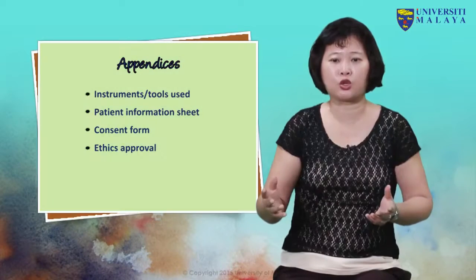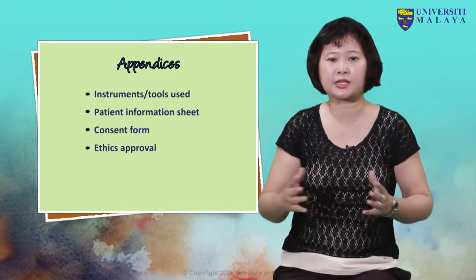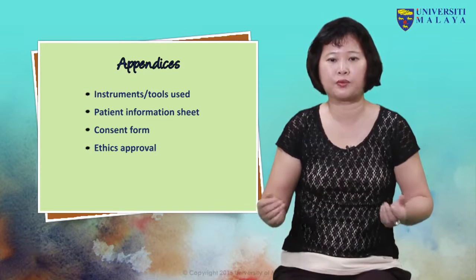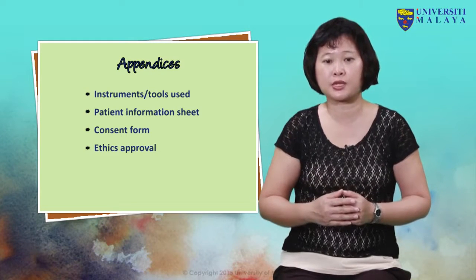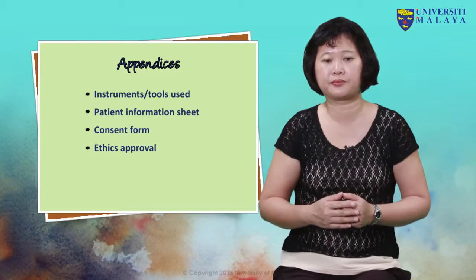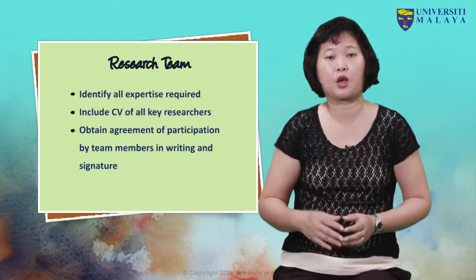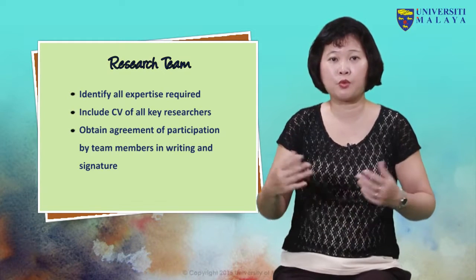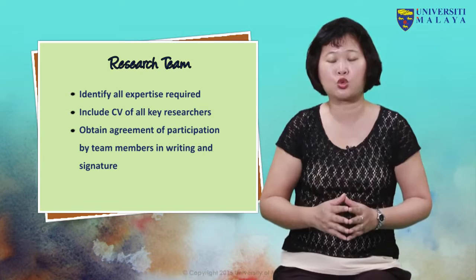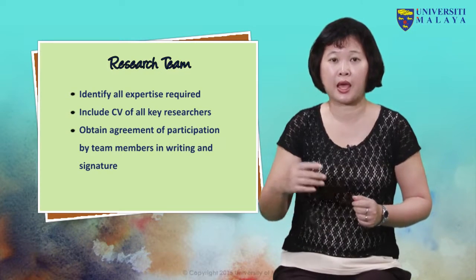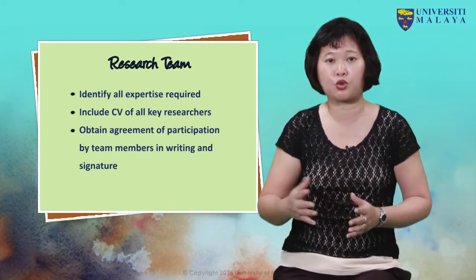An appendix should include all relevant information needed as supplementary reading material for the reviewer. Examples of these are shown on the slide. You will also need to identify your research team. Once identified, some research proposals will require you to include their CVs and their signature as proof of agreement.